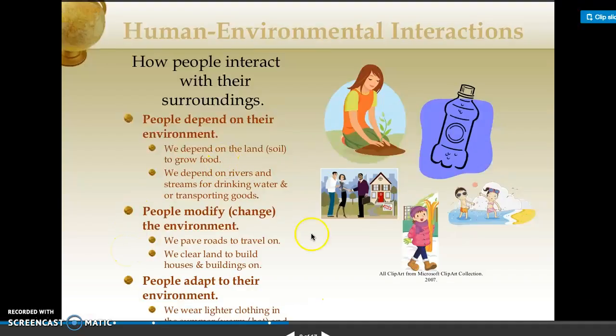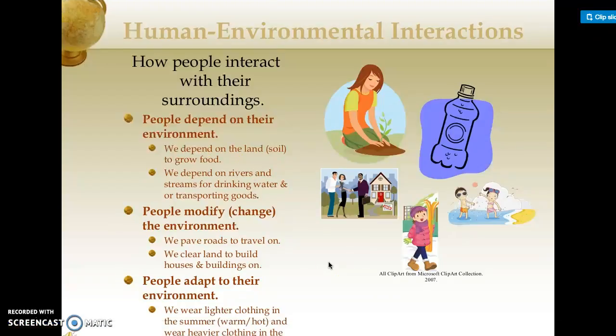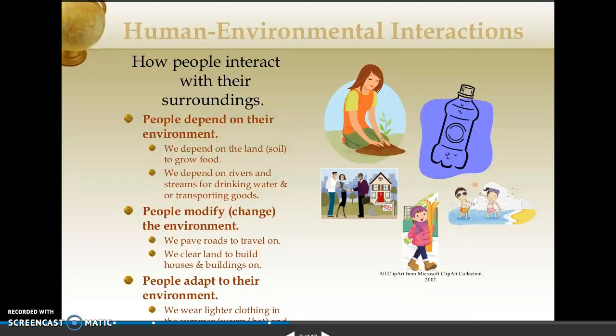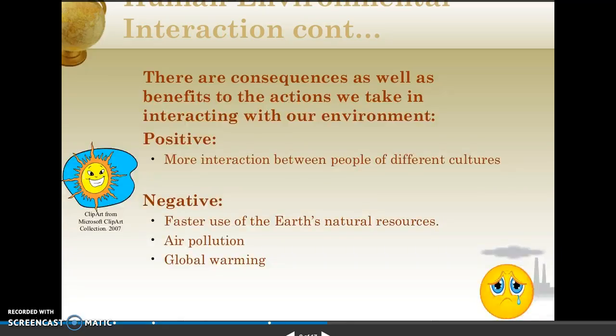People adapt to their environment. For example, in very hot, sunny environments, they wear lighter clothing to stay cool, and they wear heavier clothing in cold environments. There are consequences as well as benefits to the action we take in interacting with our environment. A positive interaction would be more interaction between people of different cultures. A negative would be that we're using the Earth's natural resources quicker. We're polluting the air and global warming.